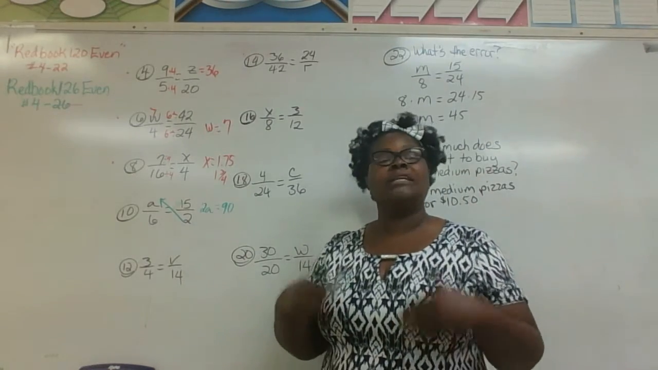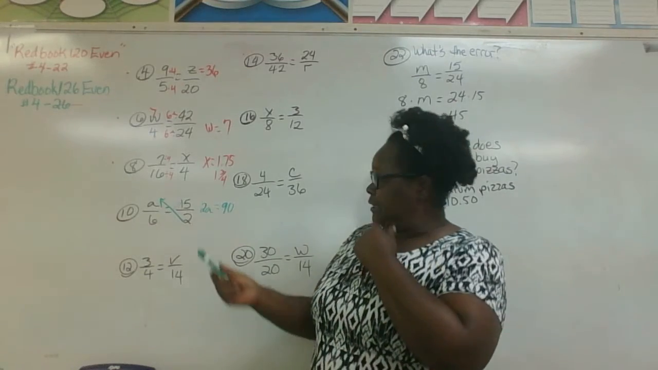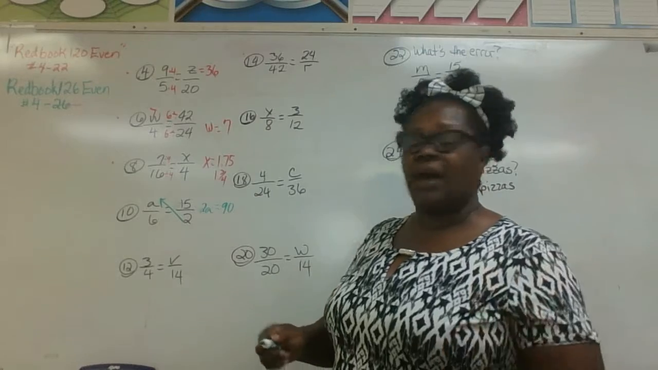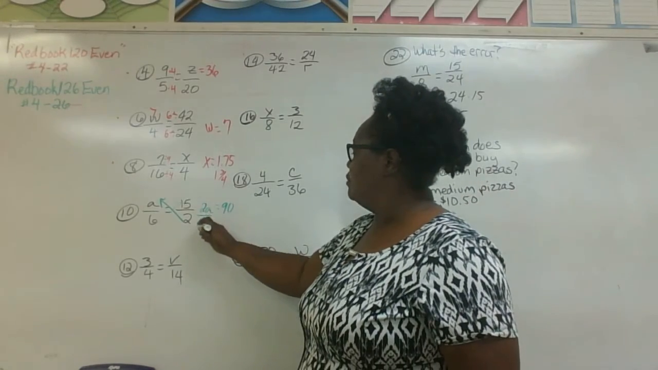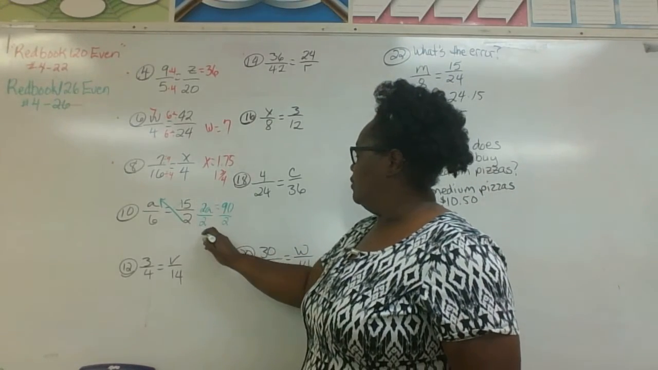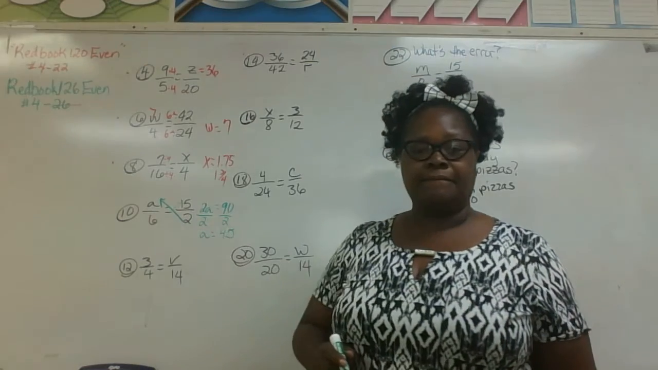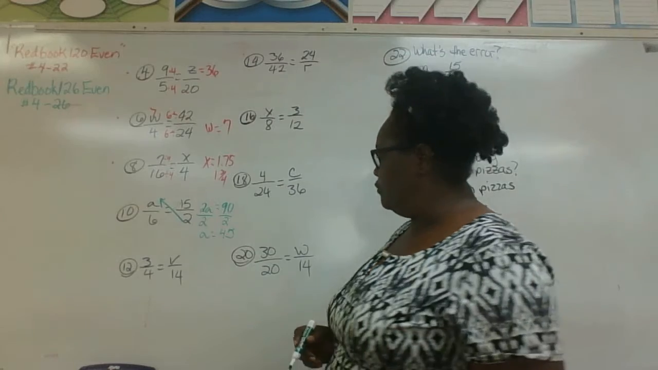That is 2. And what is 2 trying to do to A? In this case, multiply. We would do the inverse, which is to divide. So we're going to divide 2 out of A's house, and therefore A is equal to 45. All right? Okay, moving forward.